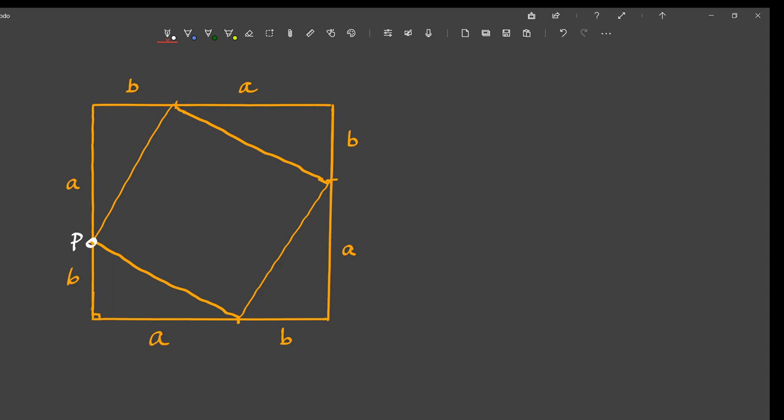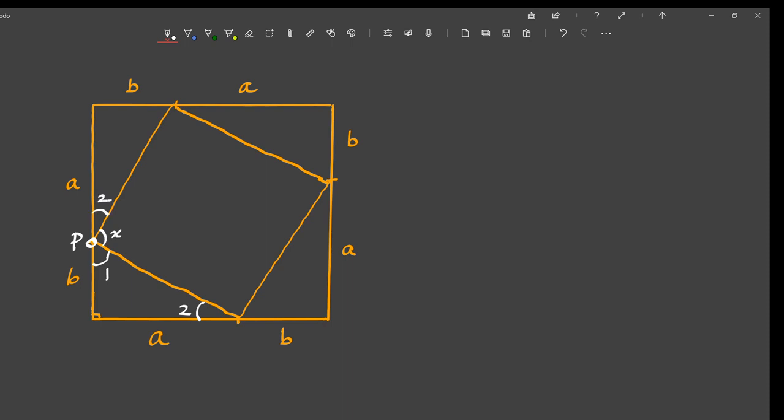If you notice, the 4 triangles that are formed in the figure have the same sides a and b, and the angle between these two sides is 90 degrees. Therefore, these 4 triangles are absolutely identical to each other, hence their angles must be the same.